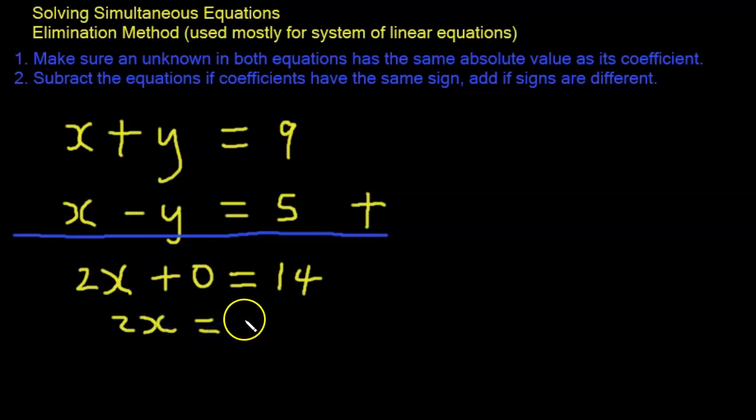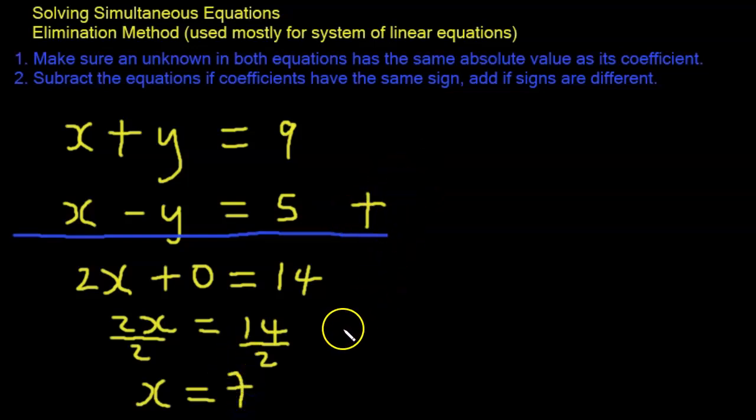So 2 times a value gives you 14. What is that value? You're correct. You can divide both sides by 2. 2 into 2, that's 1. So we have 1x or just x. And 14 divided by 2 is 7. And then to get the y value, we can substitute x equal to 7 into any of the equations.